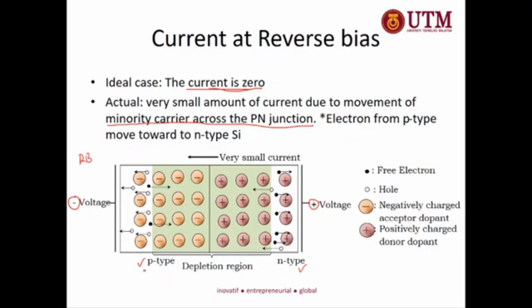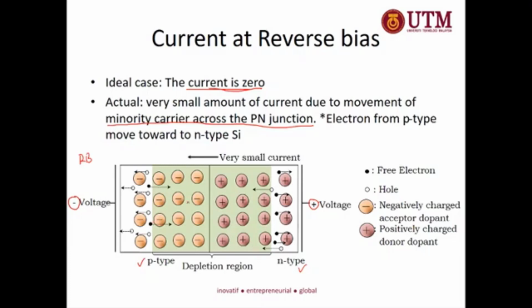So what is minority carrier? For the P type, the majority carrier is hole. P is positive. The majority is hole, the minority is electron. For the N type, the majority is electron and the minority is hole. So at the P type, we can still have electrons, although these electrons are a minority. We have the electron, but the number is very small.